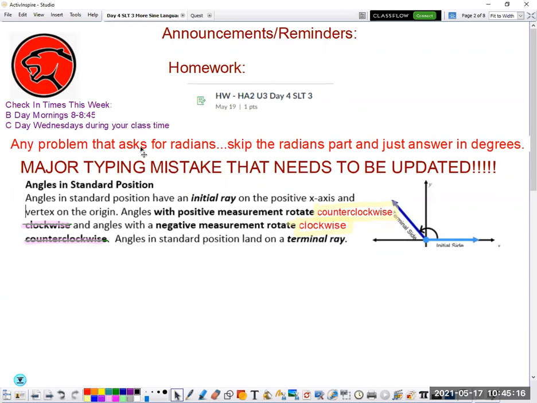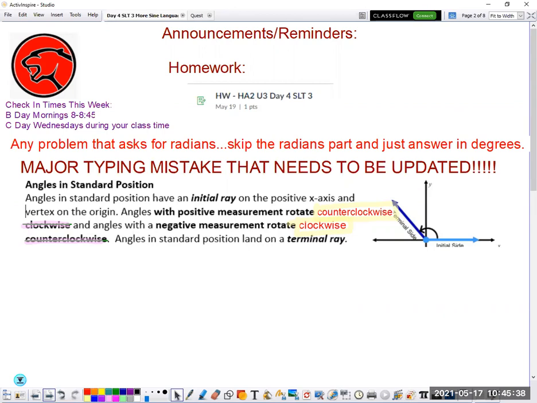If any problems ask you to answer in radians and degrees, you can just skip the radians part. We are not going to get to that this year. It is okay. I promise you will spend a lot of time in pre-calculus talking about radians. It's okay if we don't get to it this year. All right. I got a lot of dones coming in, so I think we are good to go.